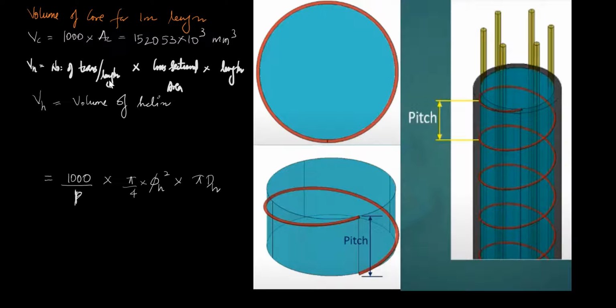Number of turns means what? Number of turns per length means for 1 meter, that is 1000 mm, how many pitches will give you the number of turns, isn't it? That is, for 1 meter length divided by number of pitch or pitch distance will give you the number of turns, into pi by 4 into 5h square.